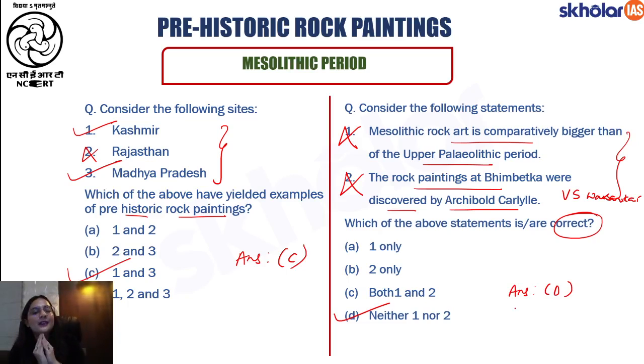So students, with this we have completed our discussion on this particular chapter, that is prehistoric rock paintings. It is very important from your UPSC perspective, both from the prelims and mains side. So you have to go through this chapter very carefully.